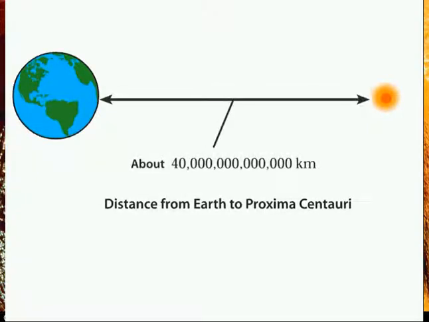Proxima Centauri is the nearest star to Earth other than our Sun. It is about 40 trillion kilometers away. Writing out such a large number can be inconvenient and confusing. We can express the same distance as 4.2 light years.